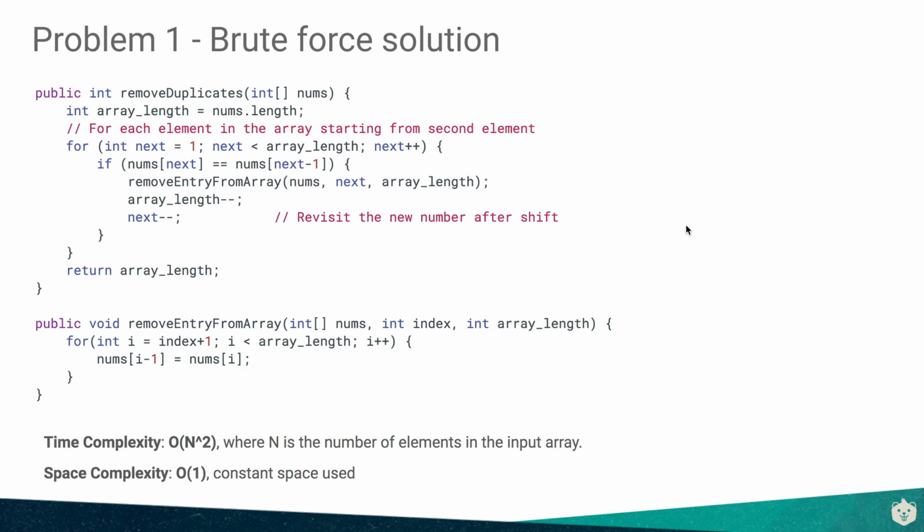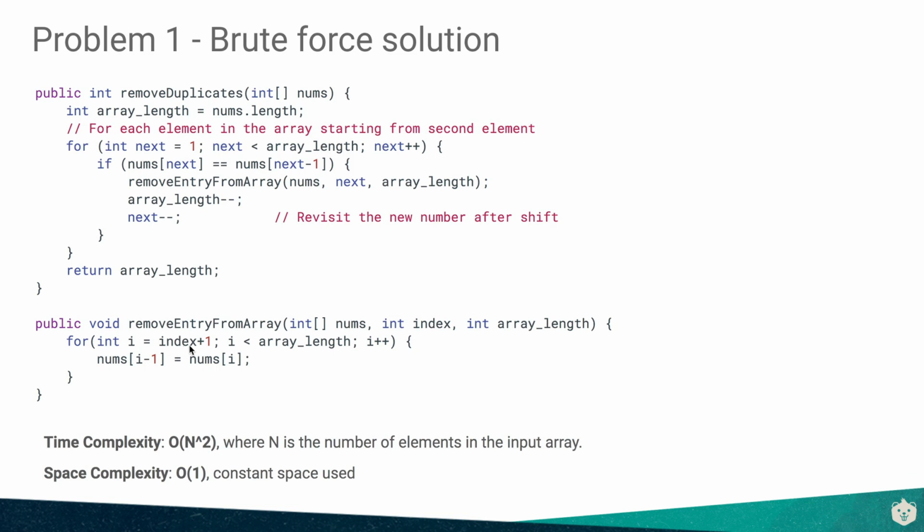This is an implementation of that brute force method, where you have a for loop that starts at the second position because you want to compare each element to the previous one. The first element, by itself, is always unique, so you can leave it as it is. Then you start traversing, and whenever you see a number which is the same as the previous one, you remove, or rather shift, the entire array to the right of that number one step to the left, right? That is what this remove entry from array does.